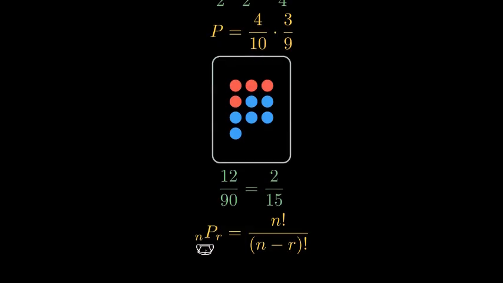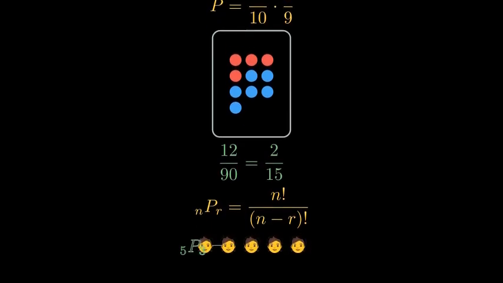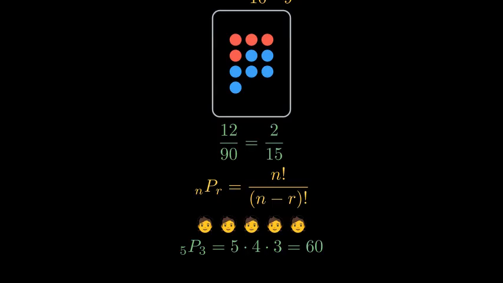Part 5. Permutations. Use permutations when order matters. The formula is nPr equals n factorial over n minus r factorial. Example, how many ways can 3 students be chosen and arranged from 5 students? That is 5P3, which equals 5 times 4 times 3, or 60.